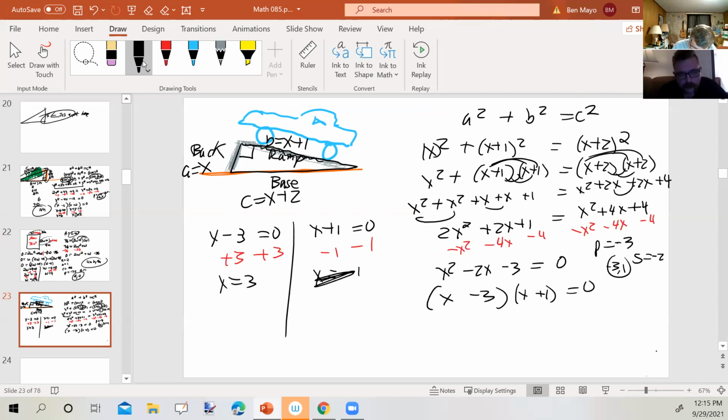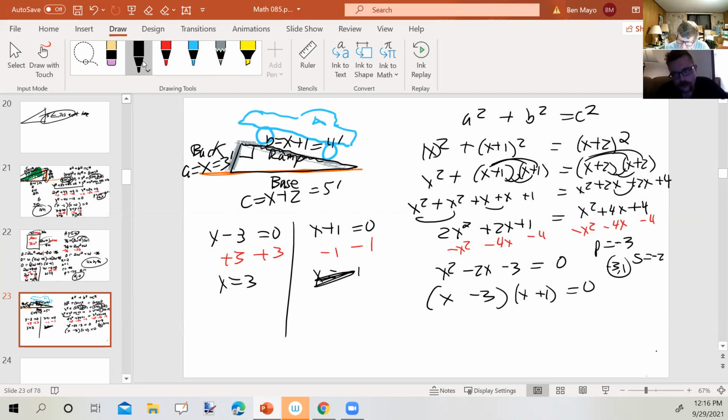So X is 3. So this would be 3, 4, and 5. It said a ramp is 1 foot longer than the back and the base is 2 feet longer, so these are all units of feet. Find the length of each side of the ramp. So the base is 5 feet, the back is 3 feet, and the ramp is 4 feet. And there you have it.